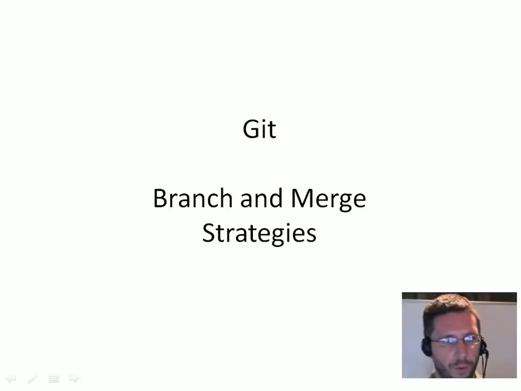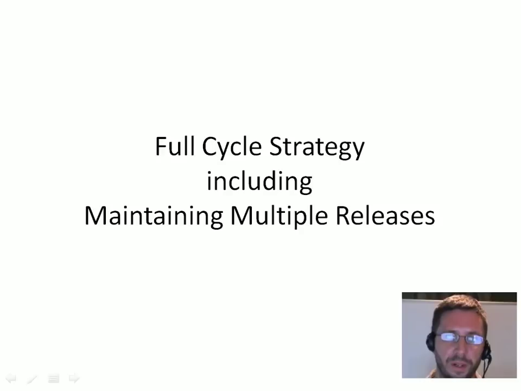This is a quick overview of a few different branch and merge strategies using Git. The first one I'll go over is a full cycle strategy including maintaining multiple releases. This includes development, test, and production environments, and the possibility of maintaining more than one concurrent release.